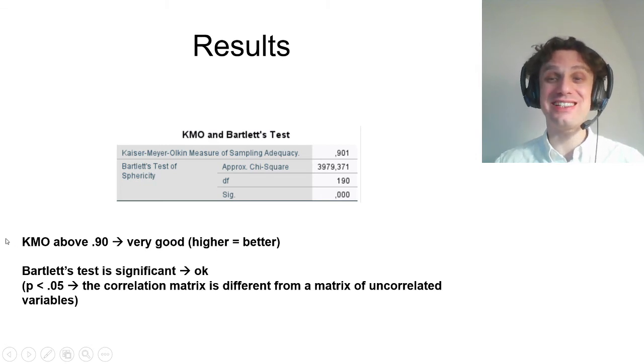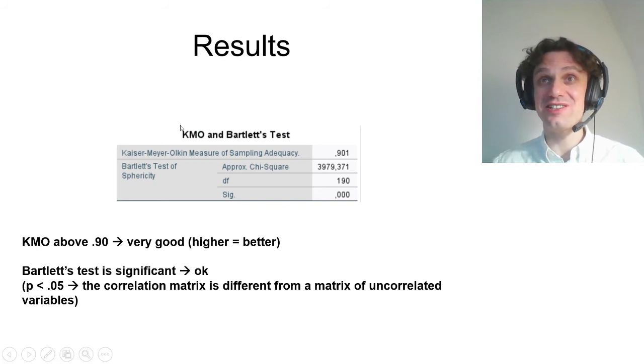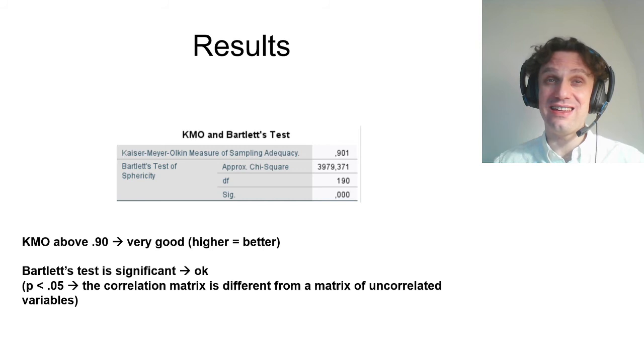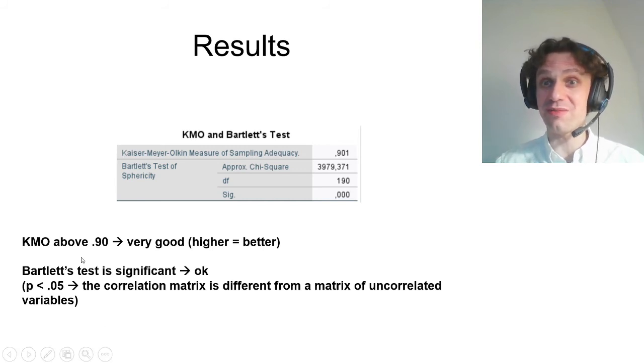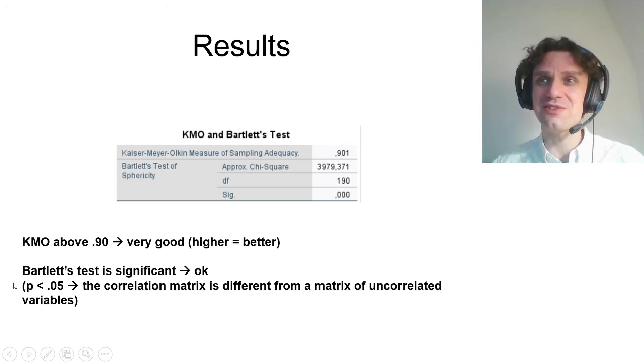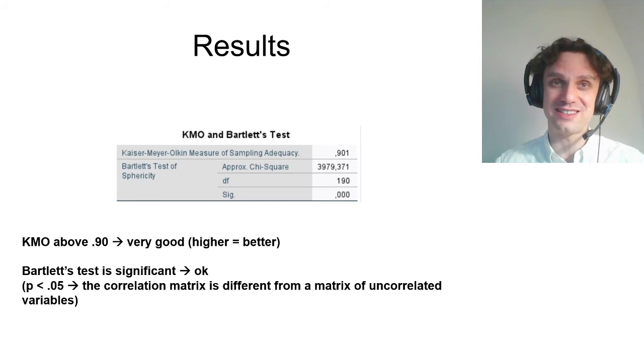So what does SPSS give us in terms of results? First of all, we get this KMO and Bartlett's test of sphericity, which try to give us some information about our data. KMO tries to quantify the proportion of shared variance by variables, and the larger it is, the better. So here it's 0.90, which means it's very good. And Bartlett's test tries to test if our matrix is different from a matrix of uncorrelated variables. And also, if it's significant, it's good.